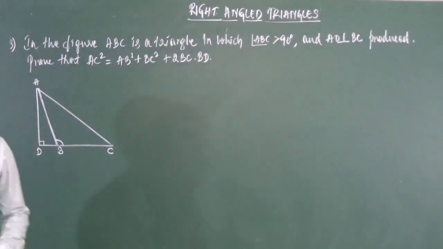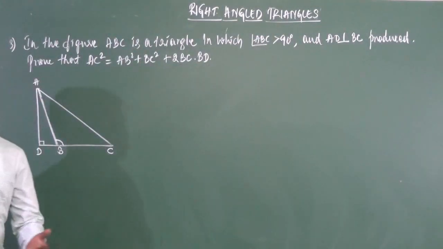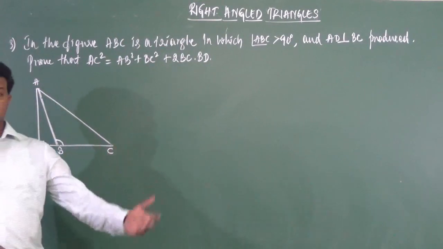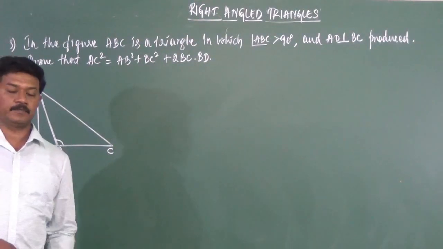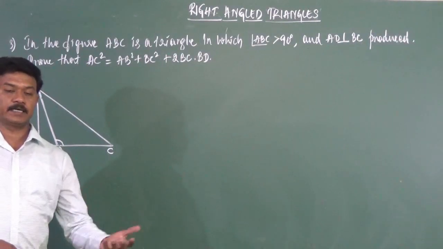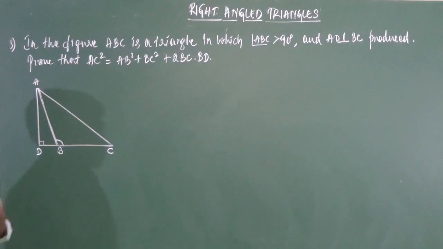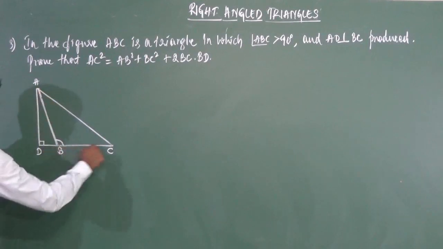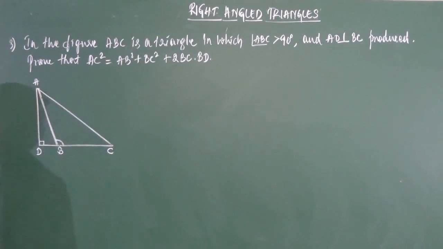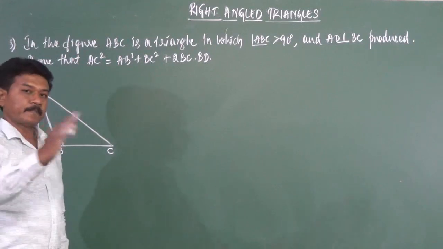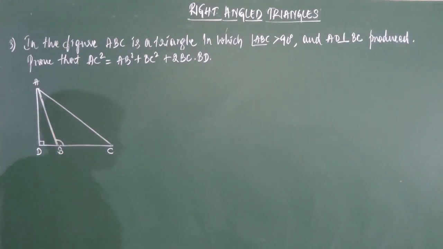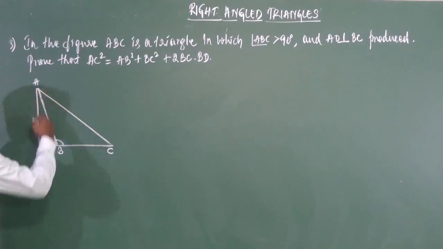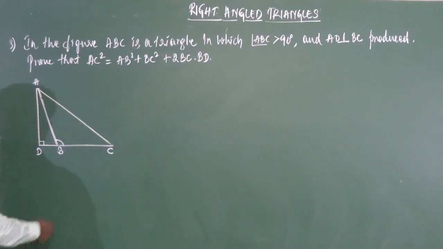Very important. This problem is taken from the NCERT textbook, from the optional section at the end of the exercise problems of right angle triangles. We have some optional problems, and from there this problem is picked. So in the figure, ABC is a triangle in which angle ABC is greater than 90 degrees. An angle which is greater than 90 degrees but less than 180 is called an obtuse angle. So triangle ABC is an obtuse angle triangle, and AD is perpendicular to BC.